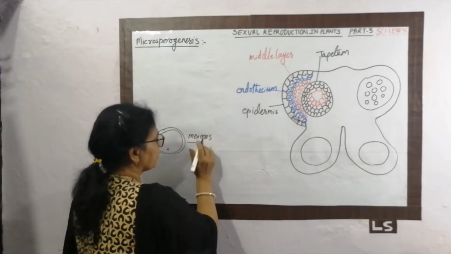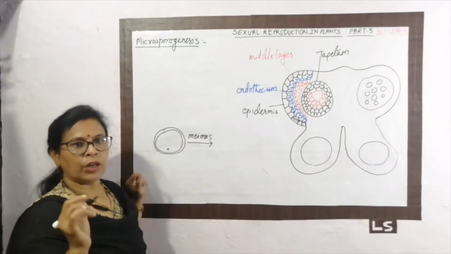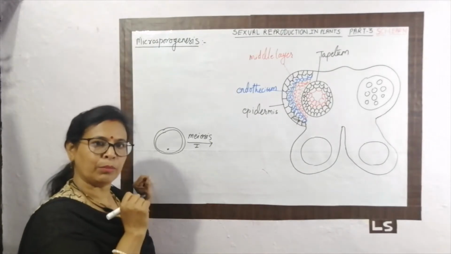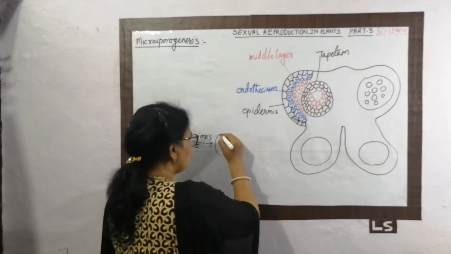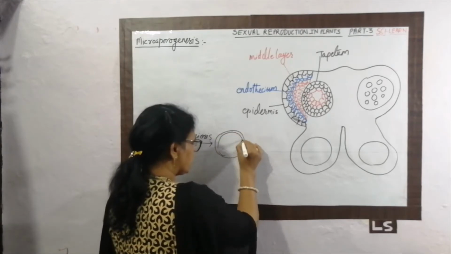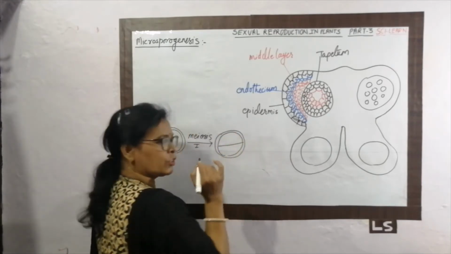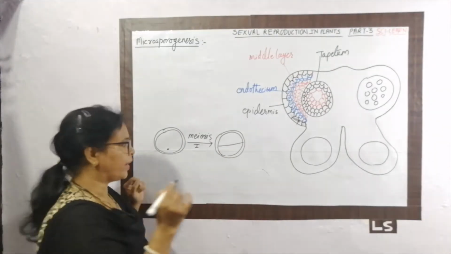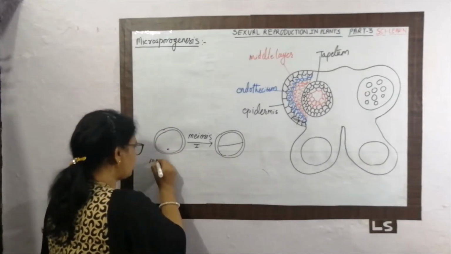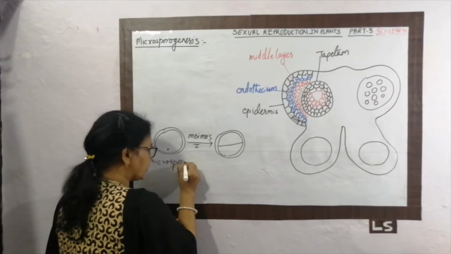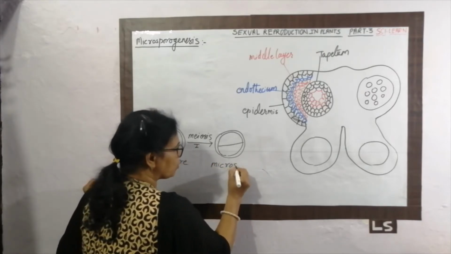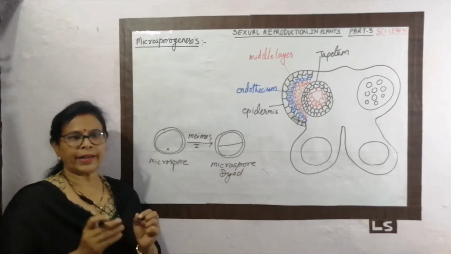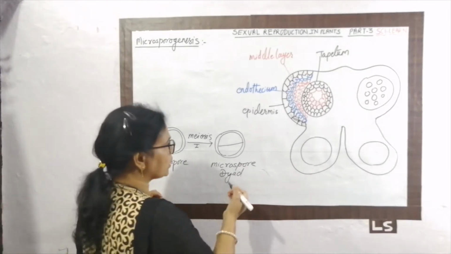Meiosis is the reductive division. Meiosis 1 occurs here. What happened due to meiosis 1? It is divided into two cells. Two cells are formed here, and this two-cell structure is called the microspore dyad. Dyad means with two. Afterwards, meiosis 2 occurs here.